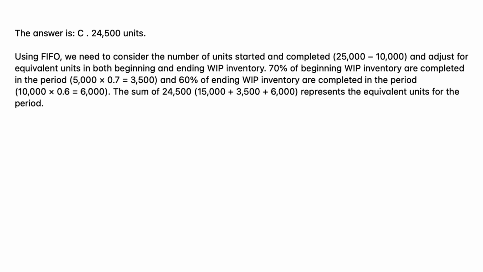70% of beginning WIP inventory are completed in the period: 5,000 times 0.7 is equal to 3,500. And 60% of ending WIP inventory are completed in the period: 10,000 times 0.6 is equal to 6,000. The sum of 24,500, 15,000, plus 3,500, plus 6,000 represents the equivalent units for the period.